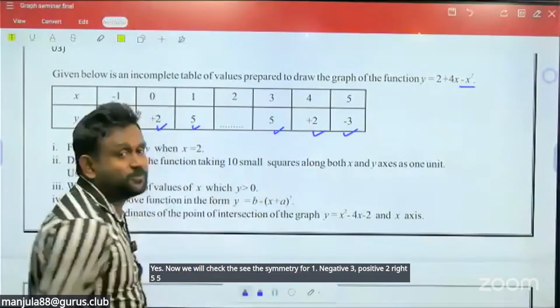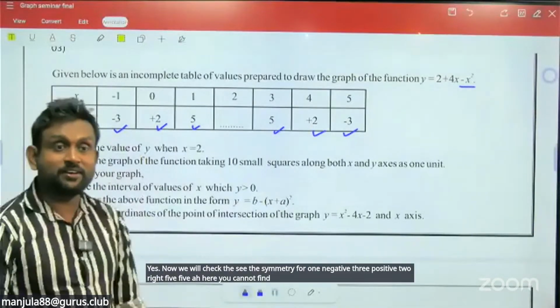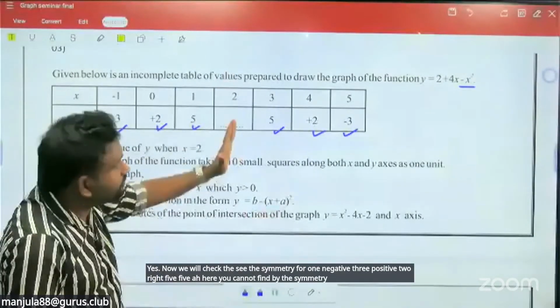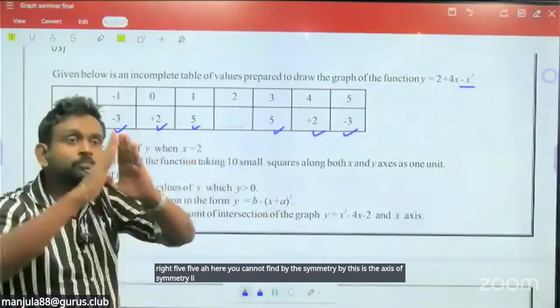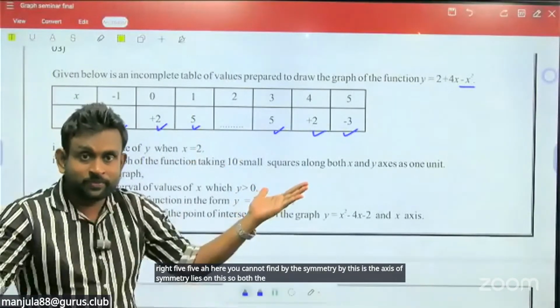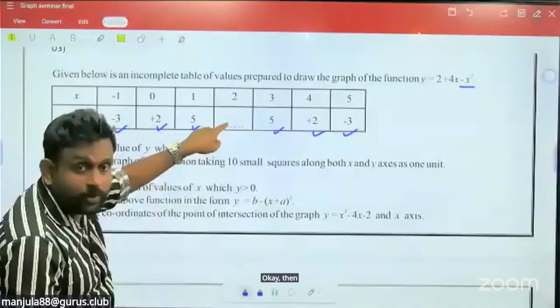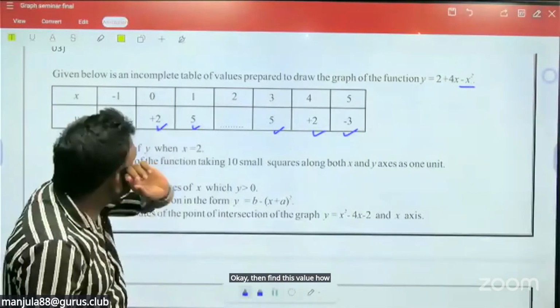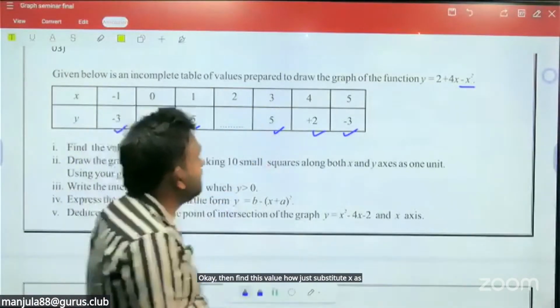Here you cannot find it by symmetry. Why? This is the axis of symmetry that lies on this, so both parts are symmetric. Okay, then find this value. How? Just substitute x as 2 into the equation and take the y value.